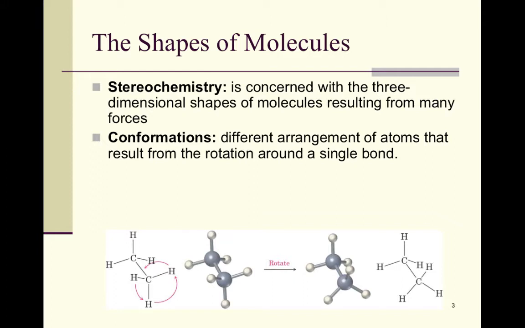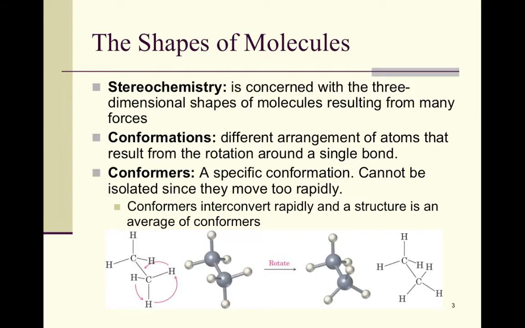Conformations are different arrangements of atoms that result from the rotation around a single bond. Below we have a picture of ethane and free rotation around a carbon-carbon single bond. So this illustration shows a rotation around the carbon-carbon single bond.